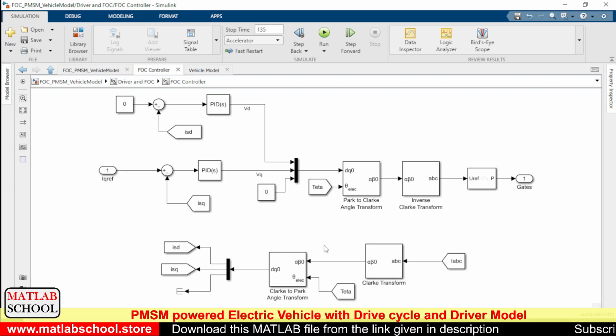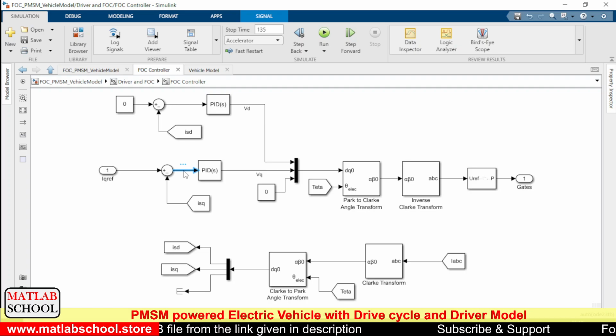To connect a PI controller or some other controller, we always prefer the steady state parameter. So here we are converting the phase currents to two-phase AC currents. Again, the two-phase AC currents are converted to direct axis and quadrature axis currents. This is the actual direct axis current, and this is the actual quadrature axis current. With the reference quadrature axis current, we are comparing the actual quadrature axis current. We are comparing these two currents, and finally we are finding the error.